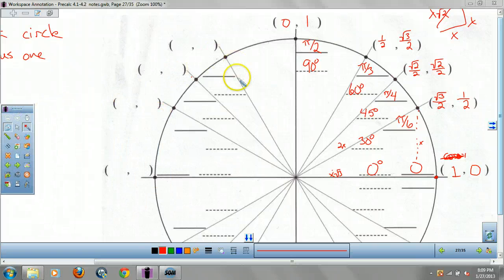Now here's where I'm going to get tricky. 90, what's 90 plus 30? 120 degrees. Now, I want you to think about this one. That's pi over 3, right? I'm going to really blow your guys' minds.